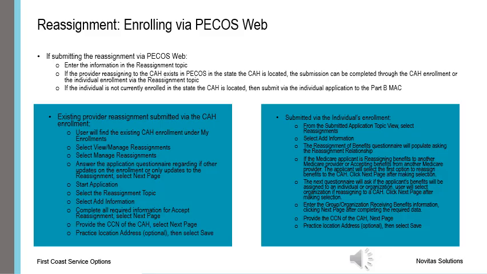Let's review existing provider reassignment submitted via the CAH enrollment. User will find the existing CAH enrollment under My Enrollments. Select View, Manage Reassignments. Select Manage Reassignments. Answer the application questionnaire regarding if other updates on the enrollment are only updates to the reassignment. Select Next Page. Start application. Select the reassignment topic.